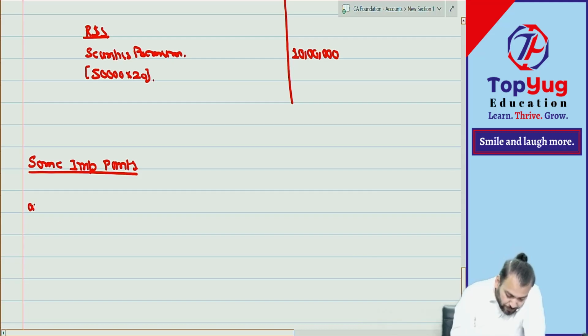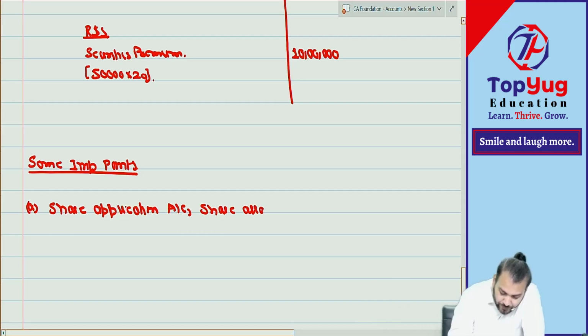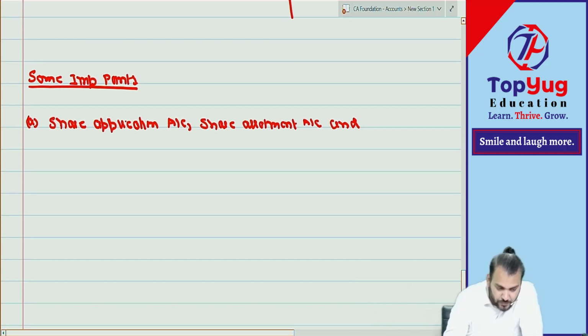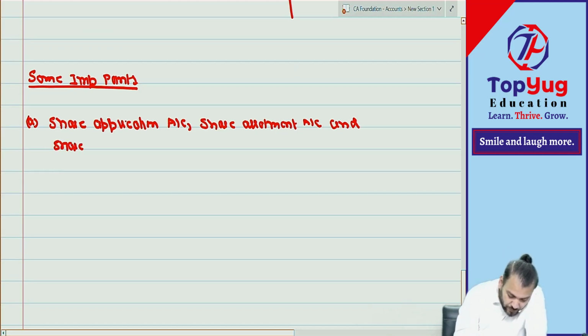Down. Point number A. Share application account, share allotment account and share call account are representative personal accounts.